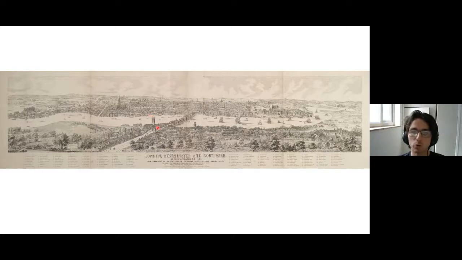We'll see London Bridge. Of course, we see the River Thames running through, the taller ships on one side of the Thames and smaller rowing boats on the other. We see the spire of the Gothic incarnation of St Paul's Cathedral. Out to the west, we might be struck by the amount of fields and greenery, but we can make out Westminster Abbey here.